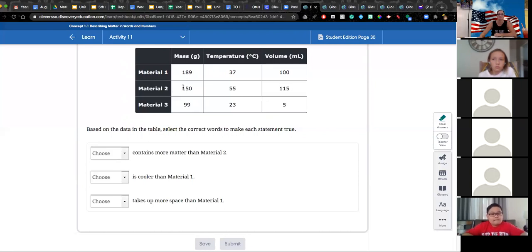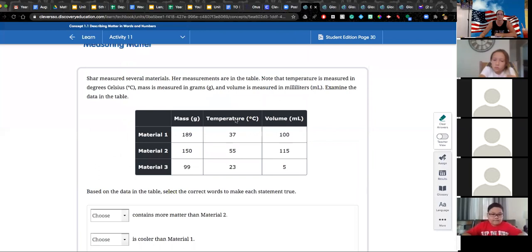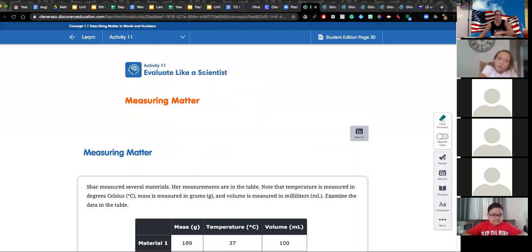Everybody shout it out. Material 1. Good. Material 1. You guys see that? Material 2 is 1. Material 1 is 189. 189 is more than 1. So you would put material 1. Okay. When you're finished with that, you hit submit, and then you're done with science for the day. So you are just responsible for 10 and 11 for science.